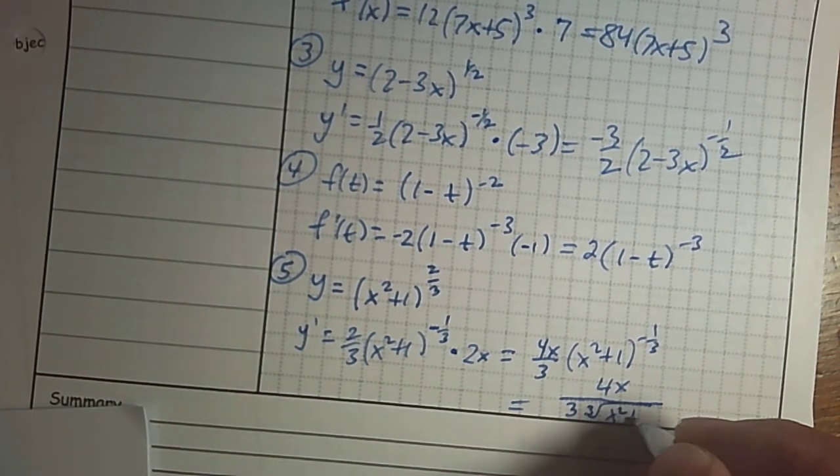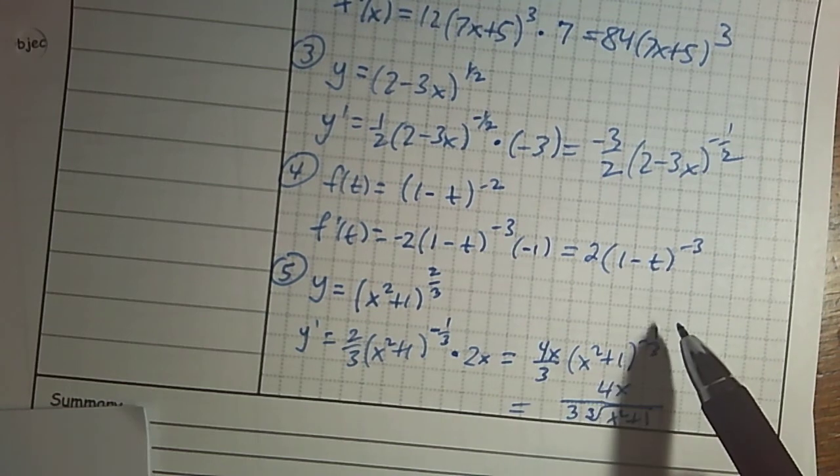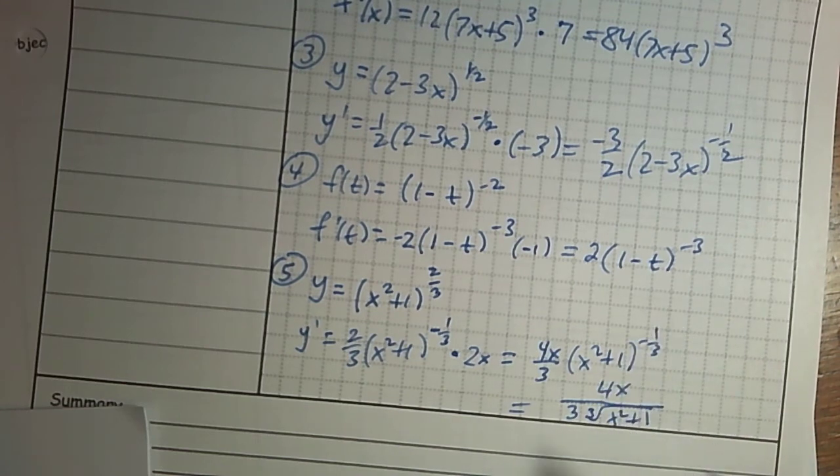x squared plus 1. You do need to have that skill to be able to go from an exponent to radical to a fraction and understand that they are equivalent, and you use the form that is the simplest that you need to use. All right, number 6.